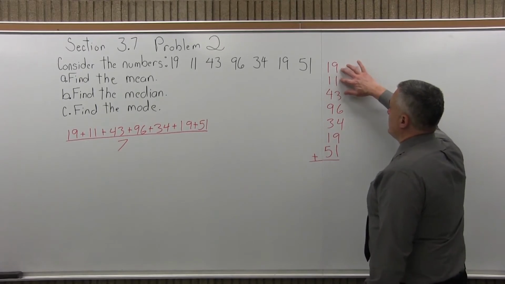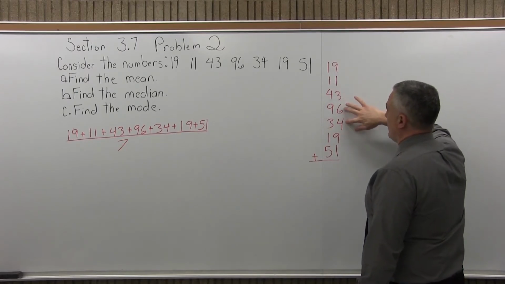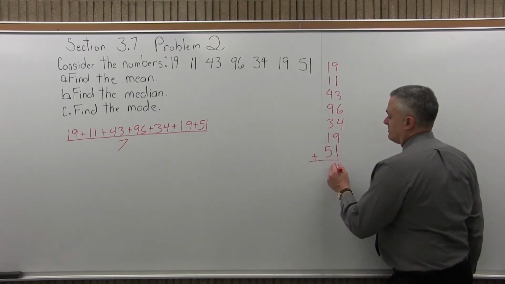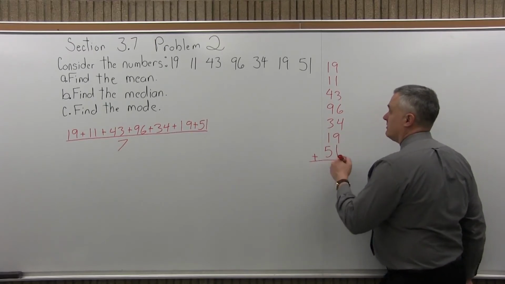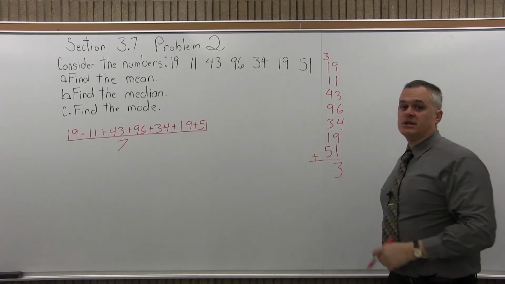9 plus 1 is 10. 10 plus 3 is 13. 13 and 6 is 19. 19 and 4 is 23. 23 plus 9 is 32. 32 plus 1 more is 33. So for the first column, I put a 3, and then carry the other 3 for the 30 up to the top of the next column.